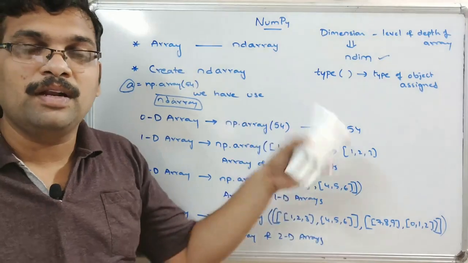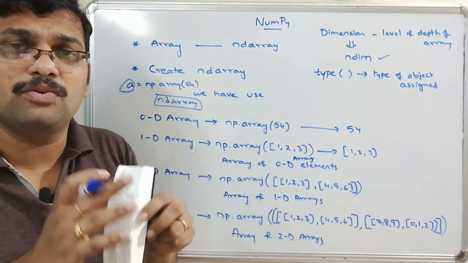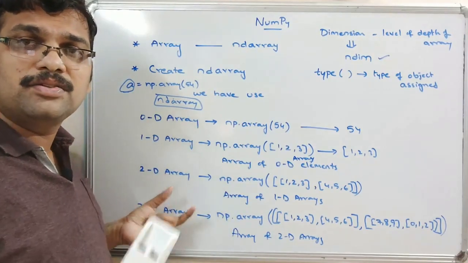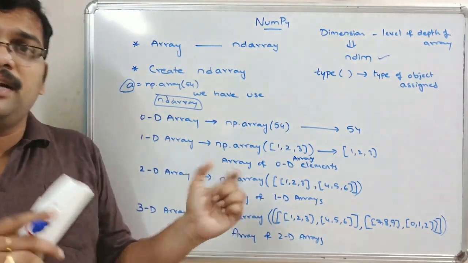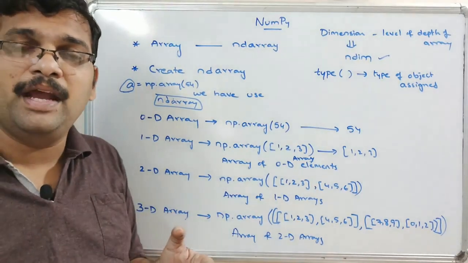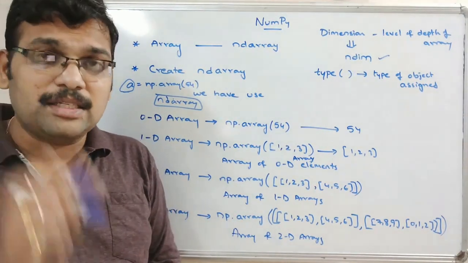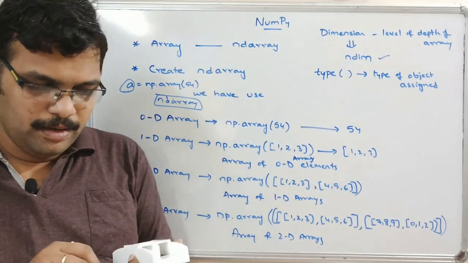So hope you understood this one. Just a basic of how to create the ndarray and how to create the dimensions. So 0-dimensional array, 1-dimensional array, 2-dimensional array, and 3-dimensional array, and how to know the dimension of that particular ndarray.